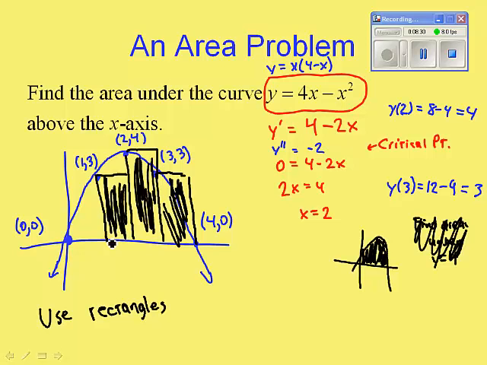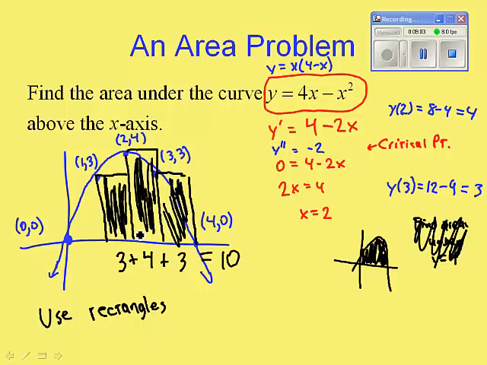What's the area of the first black rectangle? Well, we have to do length times width. How long is it? Or how high is it, I should say? 3. And how wide is it? Okay, so this has an area of 3. And this has an area of 4, right? Because it's 1 higher. You guys with me on that? And this has an area of 3. And so that's 10. So I might say, okay, there's an approximate value for the area under the curve.